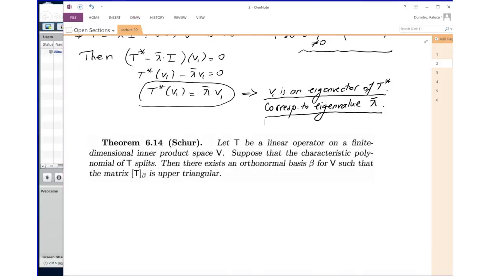Okay. So now, what does Schur say? So we have a linear operator on a finite dimensional inner product space such that the characteristic polynomial of T splits.